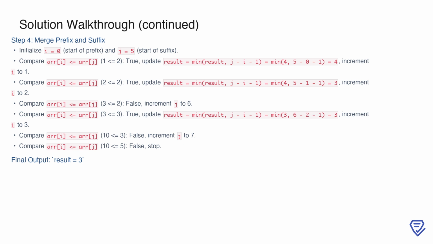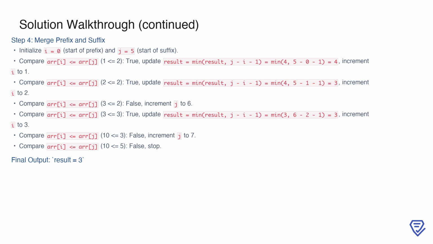Now, we try merging the prefix and suffix to potentially reduce the result further. Starting with i equals 0 at the beginning of the prefix and j equals 5 at the start of the suffix, we compare arr[i] <= arr[j]. Since 1 <= 2, the condition holds, so we update the result to min(result, j - i - 1). This gives min(4, 5 - 0 - 1) = 4. We then increment i to 1 and compare 2 <= 2. Again, the condition holds, so we update the result to min(4, 5 - 1 - 1) = 3.